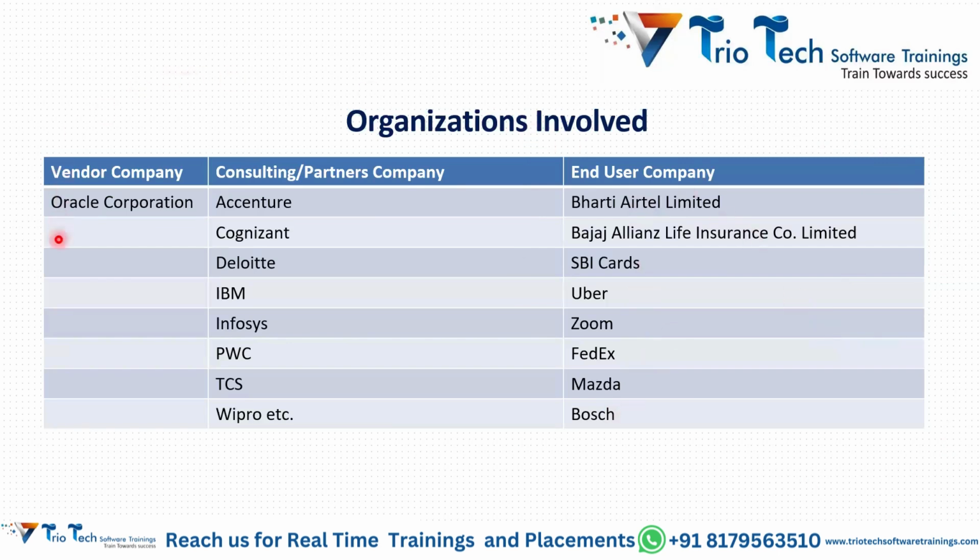Now, why am I highlighting these companies here? So that I can explain to you the overall scope of this product, like what is the market position. As you see here, many of the big companies are using the product either as end users, as partners, or as vendors. So equal opportunities are available everywhere.